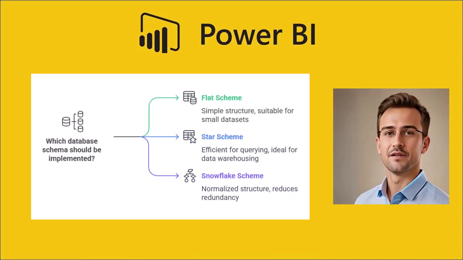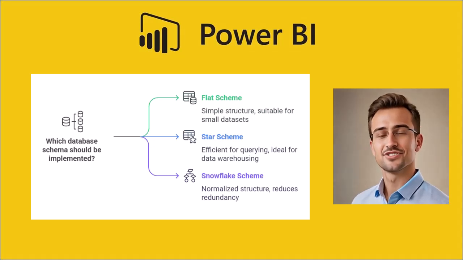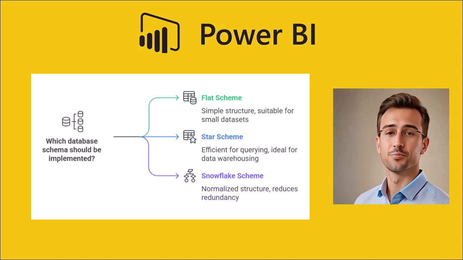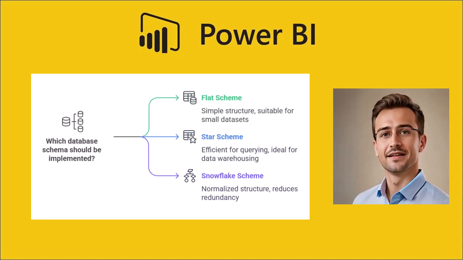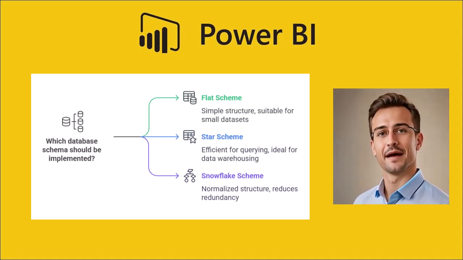To summarize, flat: simple, repetitive, not efficient. Star: balanced and fast for reports. Snowflake: more structured but may impact performance.